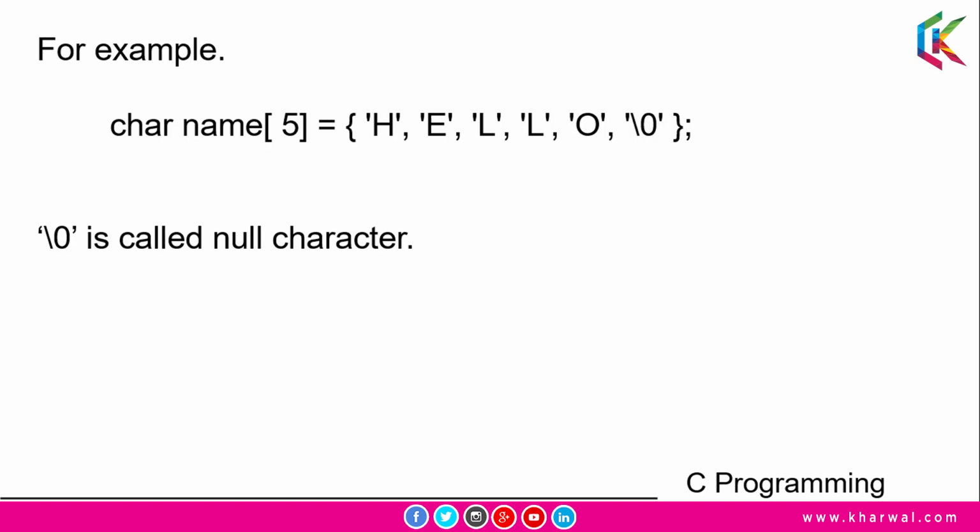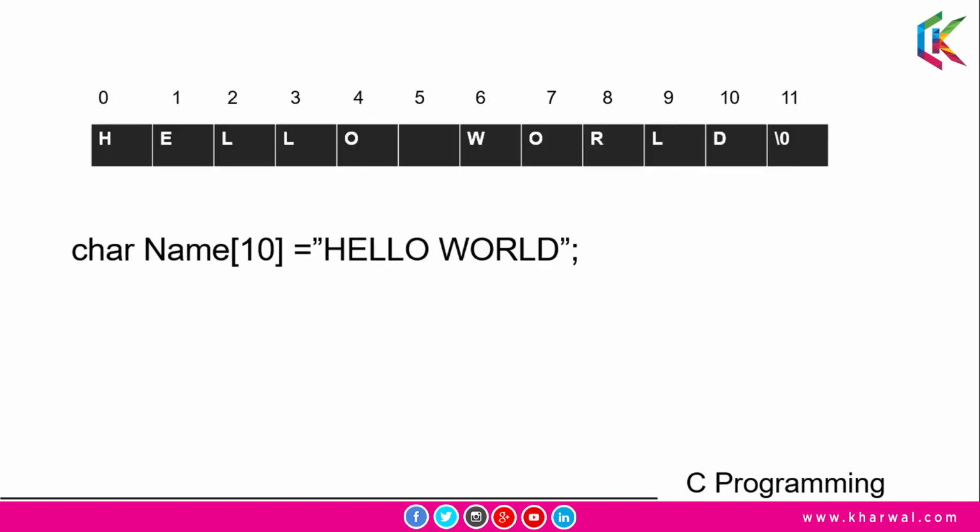Let's take another example of a string. I have declared a character array name of size 10 and assigned the string hello world to it. This string would be stored in memory like this, and the elements of this string are stored in a contiguous memory location. In this declaration you don't need to put the null character. C inserts the null character automatically.